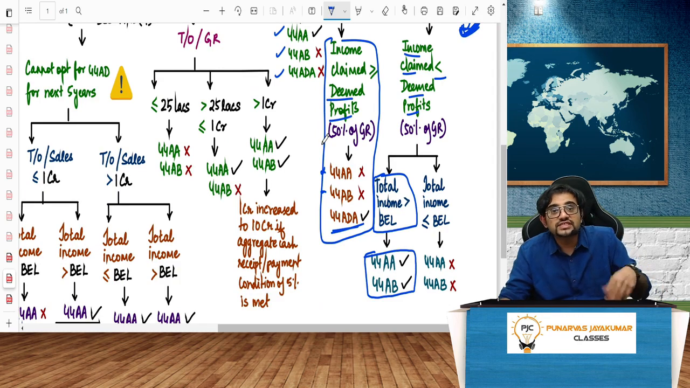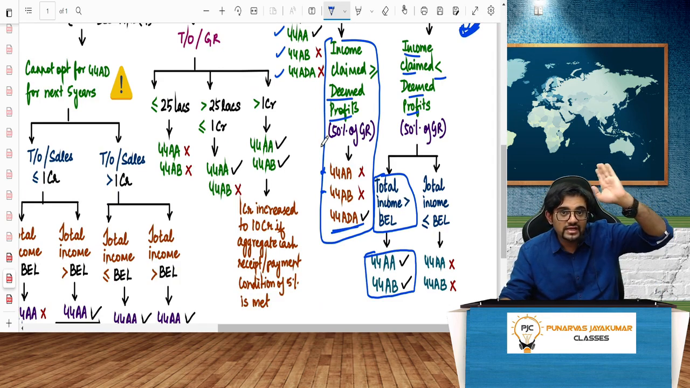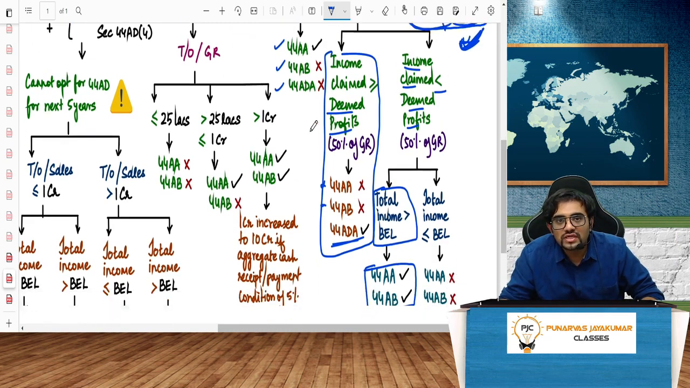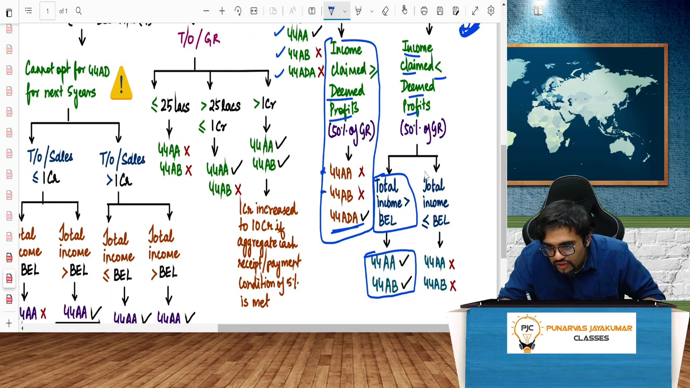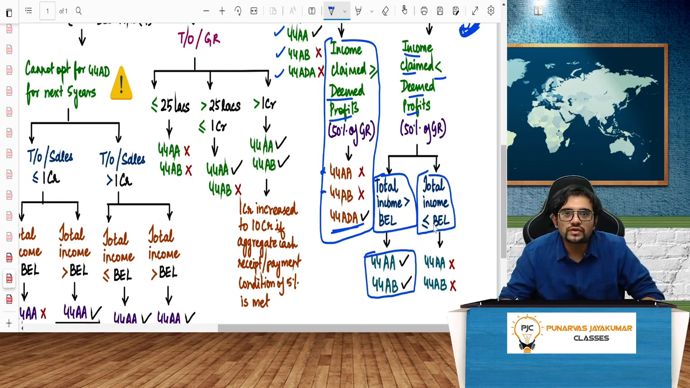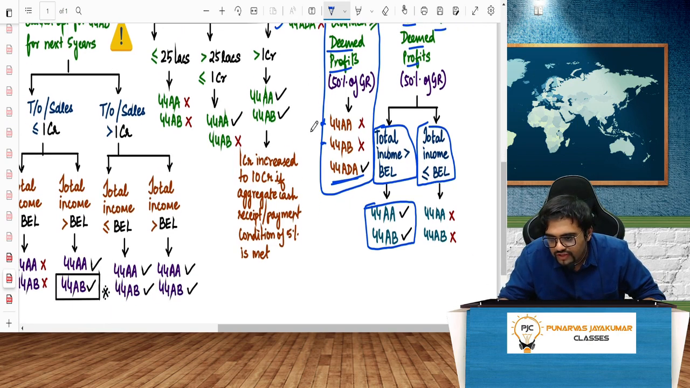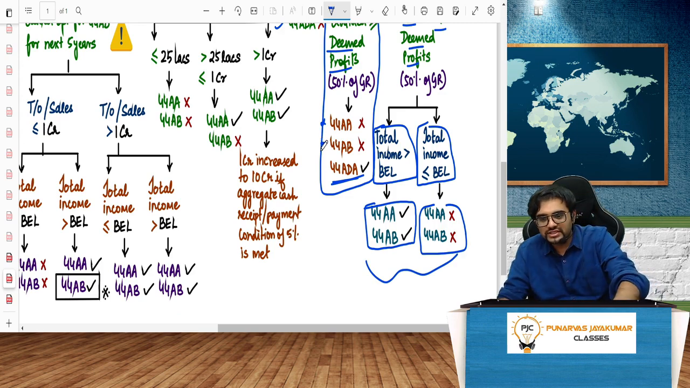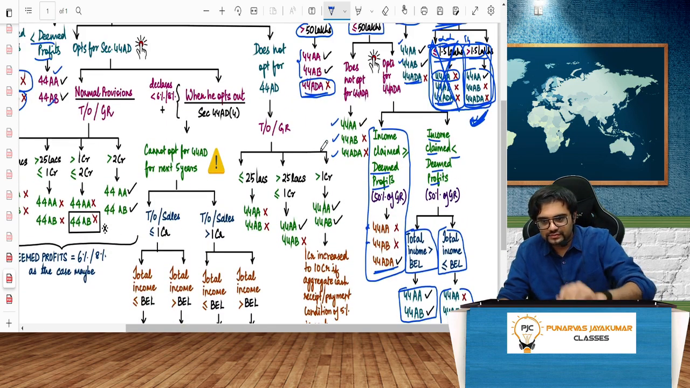Sir, where are these sections? It is there in 44AA and 44AB, those provisions are there. On the other hand, if the total income is less than or equal to the basic exemption limit, then 44AA also will not come, 44AB also will not come. Did you understand, my dear friends?